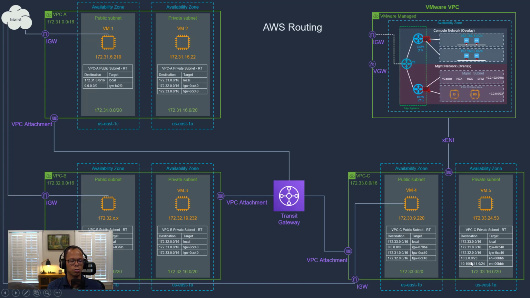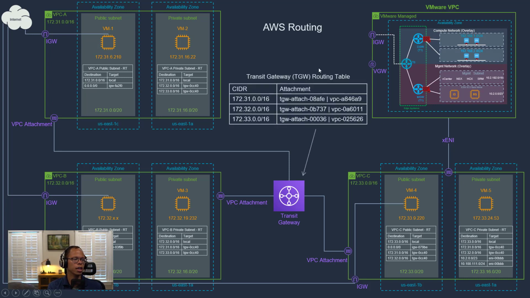The 10.2.0.0/23 network, which is our infrastructure up here, and the 10.100.111.0 network, which is our compute network up here. The transit gateway route table looks like this. It just has the subnets from each VPC in it with their unique attachment as well as the VPC associated with it, so it can forward the traffic to the appropriate VPC.